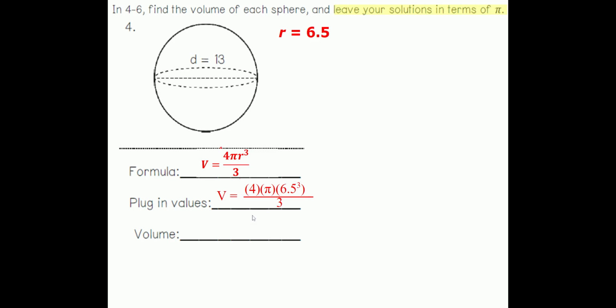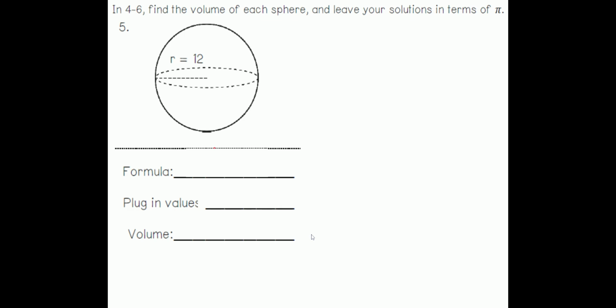So the way we work with this is we multiply 4 with 6.5 times 6.5 times 6.5 again, because it's 6.5 to the third power. So 4 times 6.5 times 6.5 times 6.5 is 1098.5 pi. Now you're going to divide this by 3. You're just going to divide this number, 1098.5 by 3, and you're going to get roughly 366.17 pi, and that's our answer.